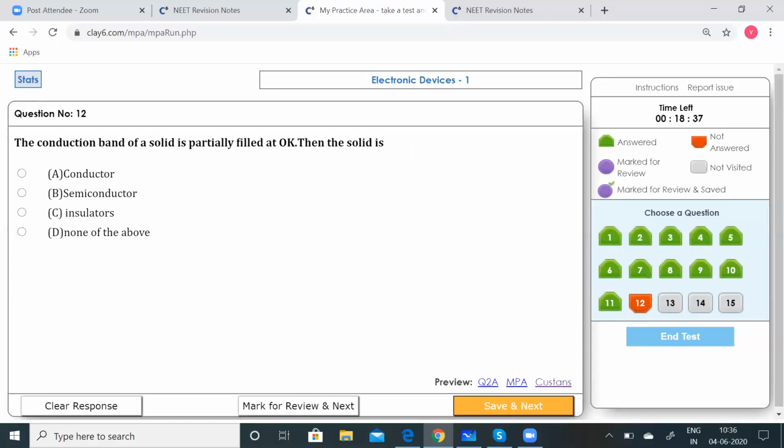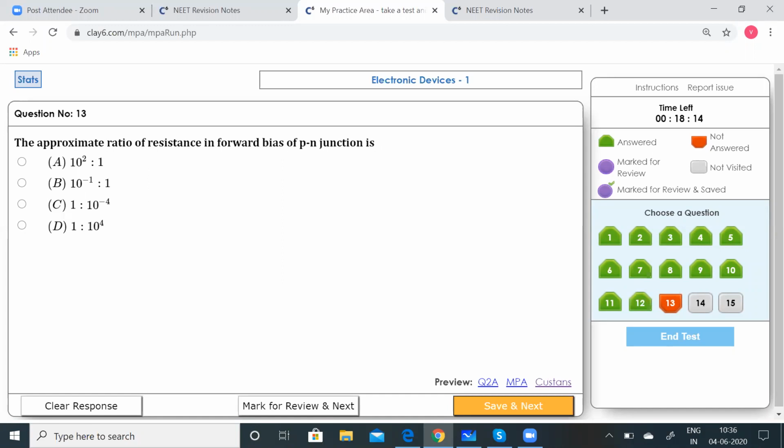The conduction band of a solid is partially filled at 0 Kelvin. Then the solid is a conductor, semiconductor, insulator, or none of the above. It is very clear, a solid is a conductor, right? It is a good conductor. So option A, it should be a conductor. Option A should be correct.